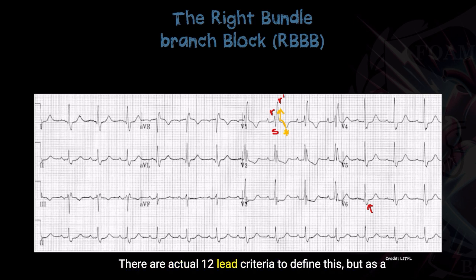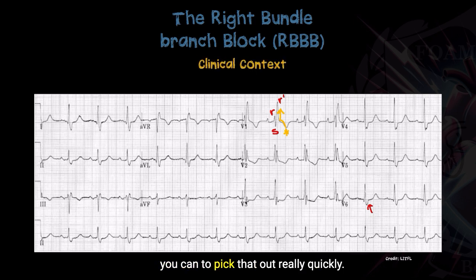So this is a cheater method. There are actual 12 lead criteria to define this, but as a shorthand method, if you imagine yourself coming down the hill of the T wave to the QRS complex, the first turn that you make, either right or left, in this case coming down the T wave, you're going to make a right-hand turn. That is a right bundle branch block. So like I said, just a quick method that you can use to pick that out really quickly.